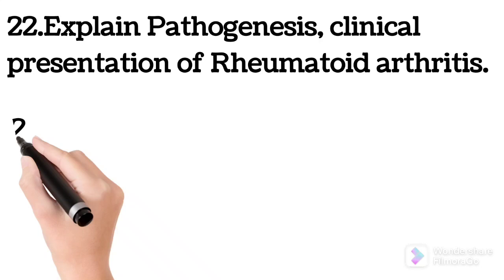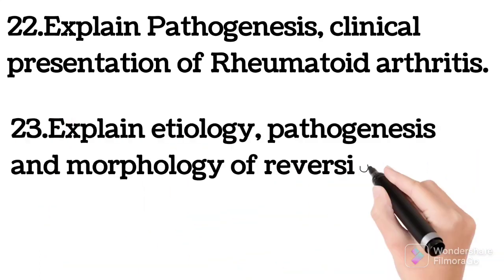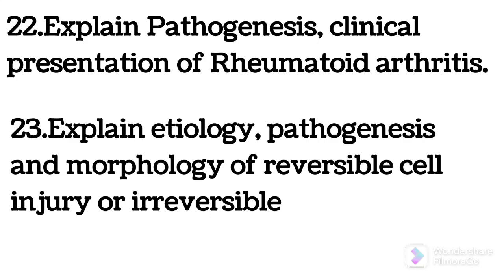Explain pathogenesis and clinical representation of rheumatoid arthritis. Very important one. Gout or rheumatoid arthritis. From these two, one is fixed for your examination. Here also same, you have to write causes, symptoms, definition, and pathogenesis.